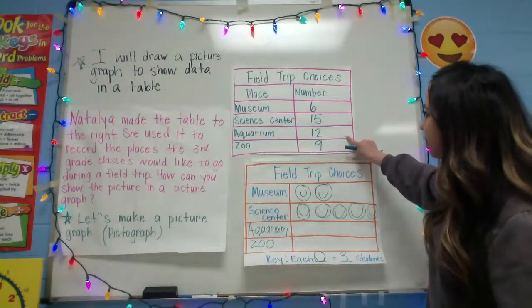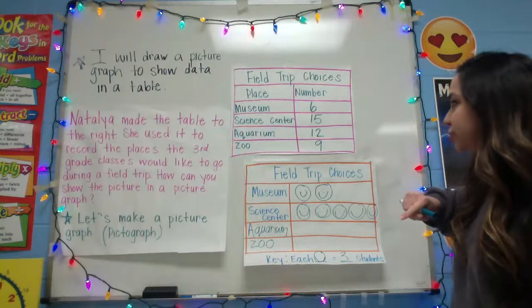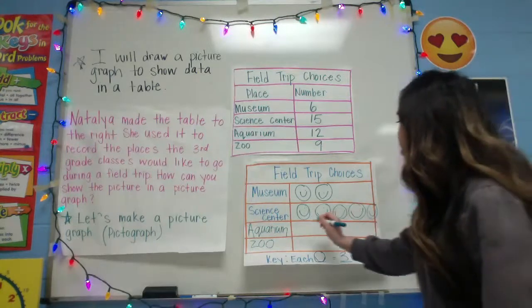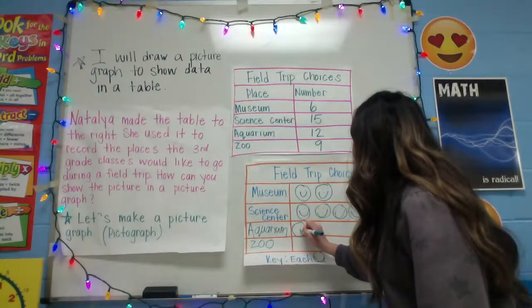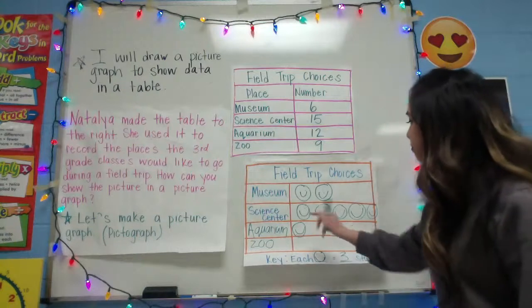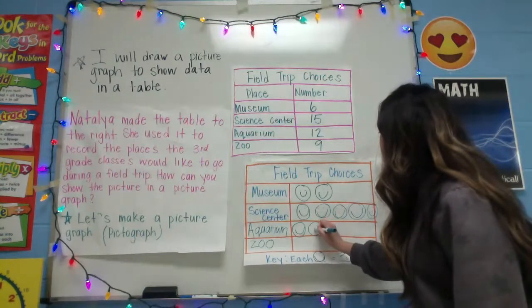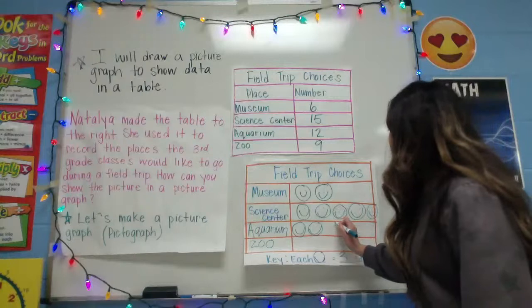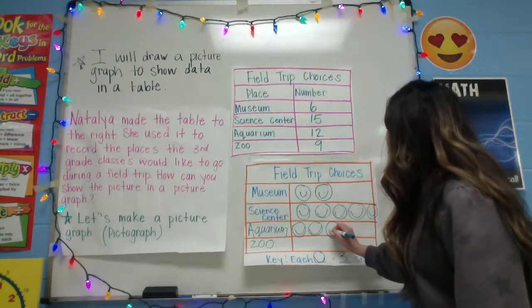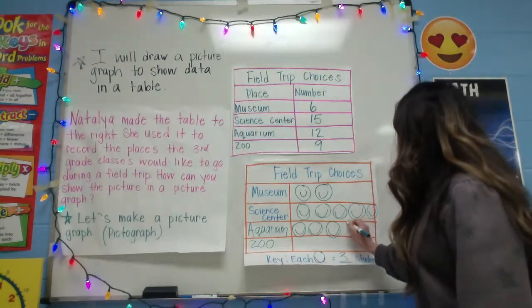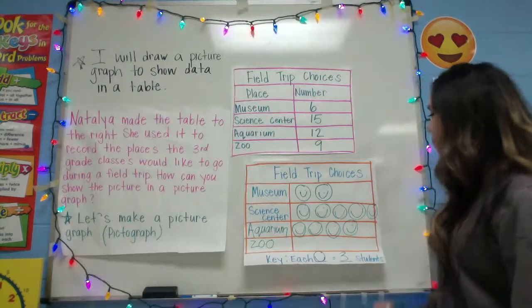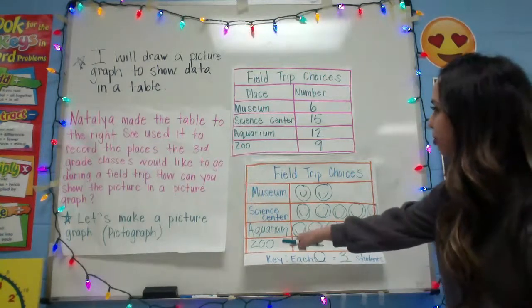All right, let's do aquarium. 12 students want to go to the aquarium. All right, remember, each smiley face stands for 3. So 3, 6. Got to keep on going until I get to 12. 9. Now 12. Okay?